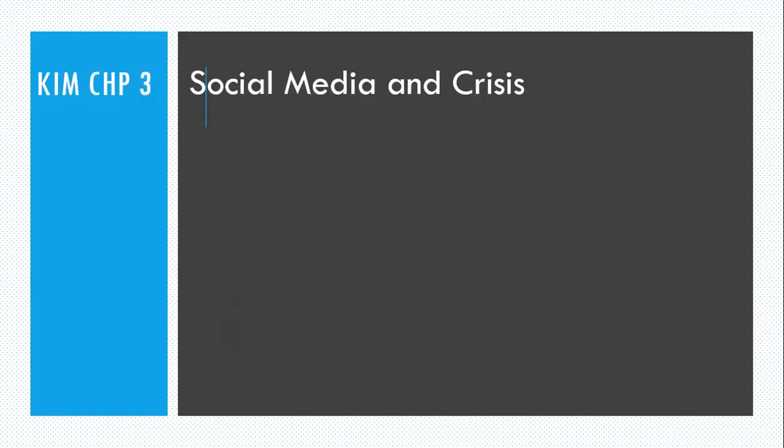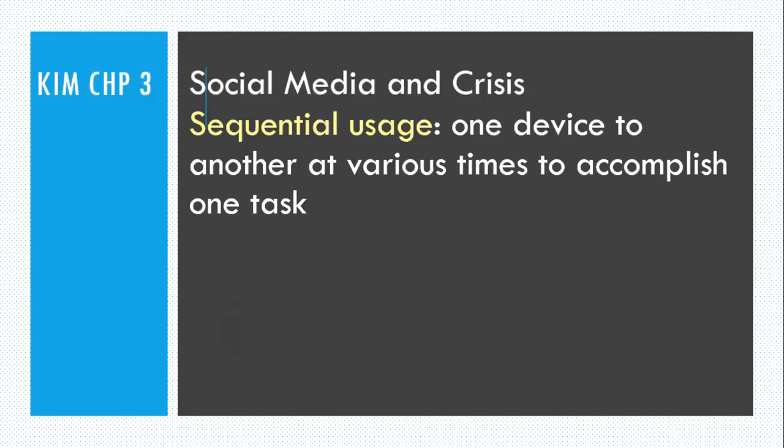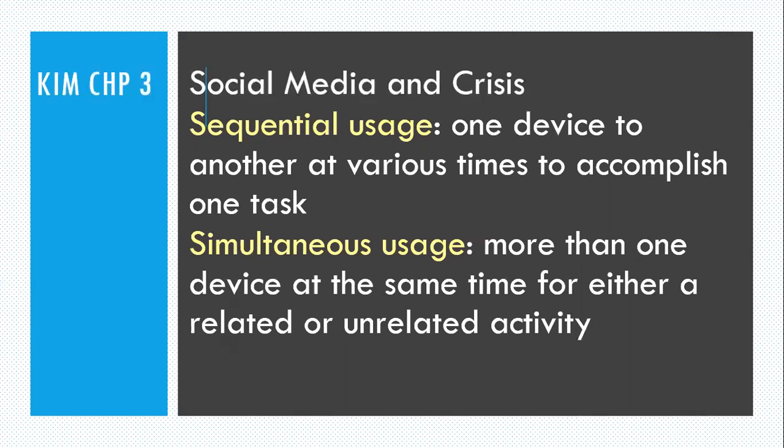So in this, if things still are going south and whatever crisis is happening, we have a couple ways of understanding this. We like to think of the social media in the following ways of how people consume. So how many times or how many devices do people use at various times to accomplish one task, versus simultaneous usage, and that's more than one device at the same time for either related or unrelated activity. So this is now where we're going to sit for discussion question number 3.